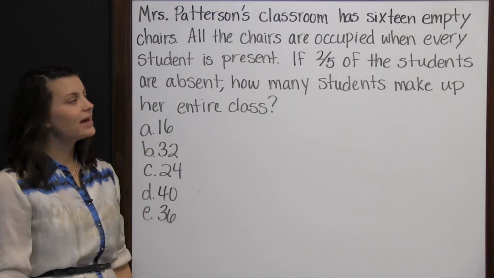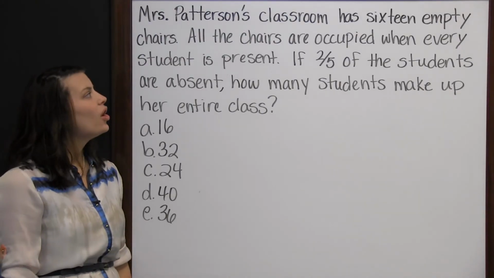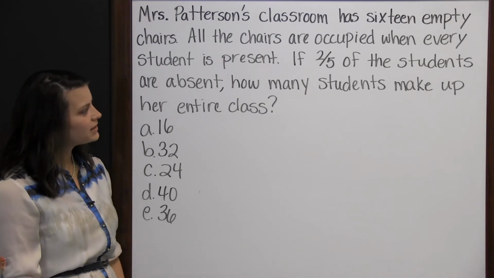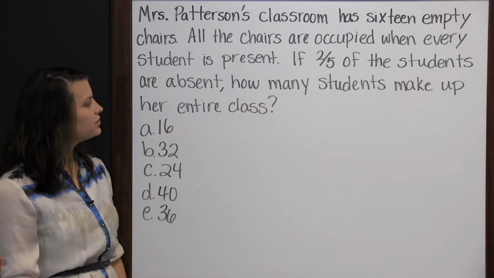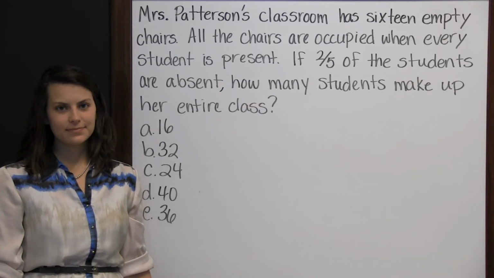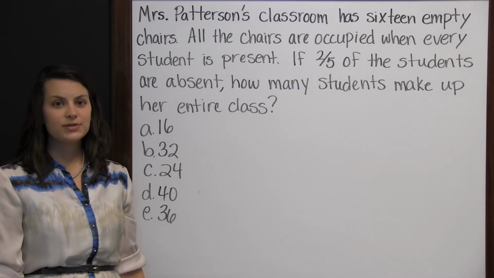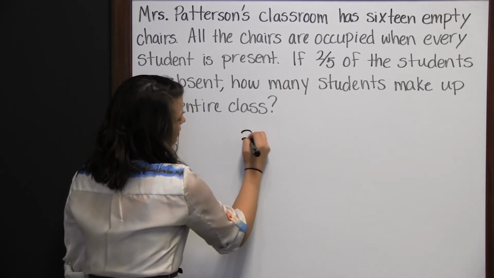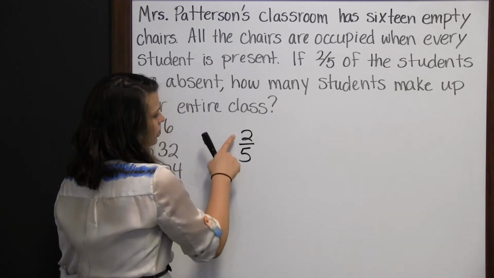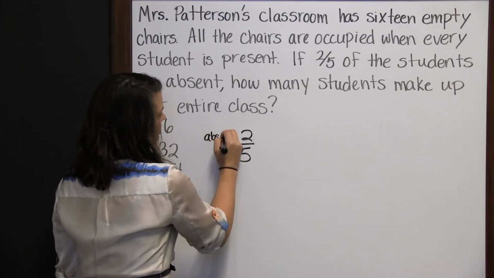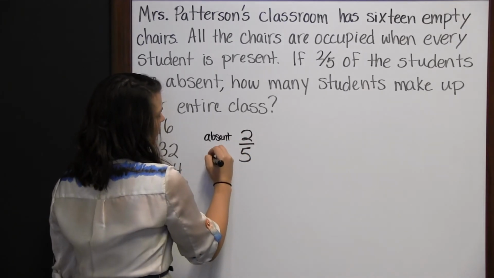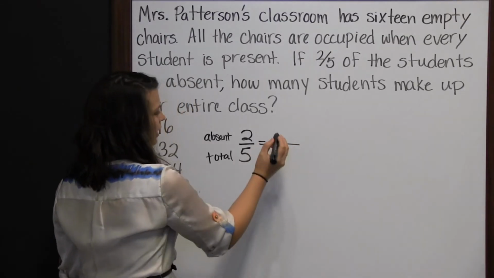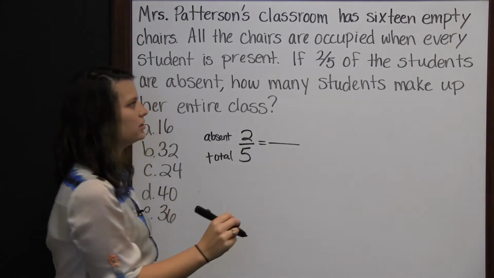Mrs. Patterson's classroom has 16 empty chairs. All the chairs are occupied when every student is present. If 2/5 of the students are absent, how many students make up her entire class? This is a great problem to use a proportion to solve. We can take this fraction, 2/5, and use that as our first ratio. 2 being the amount of students who are absent out of the 5 total. And that equals, again, number of students who are absent divided by the total.